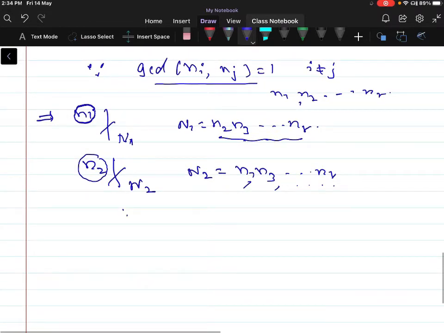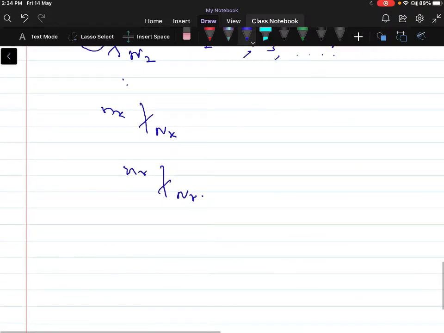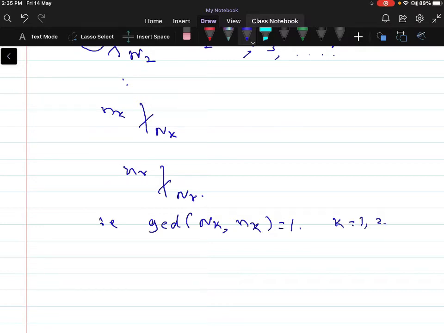Similarly nk does not divide capital Nk and so on, nr does not divide capital Nr. So that is GCD of capital Nk with small nk is equal to 1 for k is equal to 1, 2 and so on r.